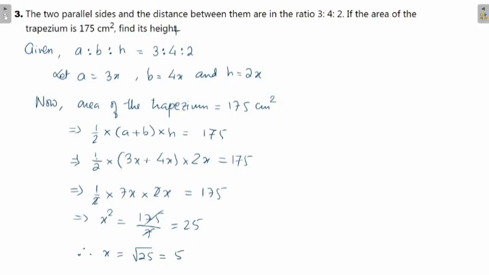Now you need to find the height, right? So therefore your height becomes, see, height is 2x, right? And we are dealing with the unit centimeter. So we have 2 into x. X is 5, right? So let's multiply. So 2 5s are 10, right? So your answer turns out to be, that is the height turns out to be 10 centimeter, right? Okay, so you may pause the video and note down the solution.